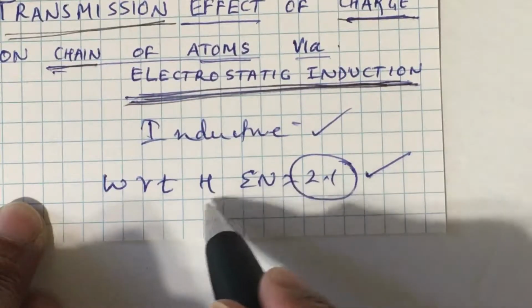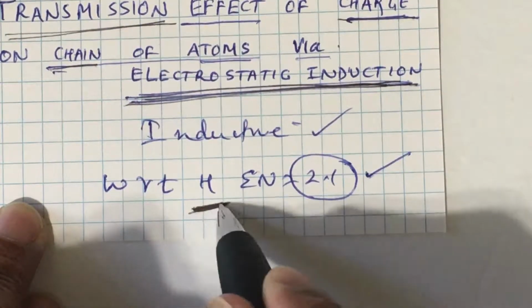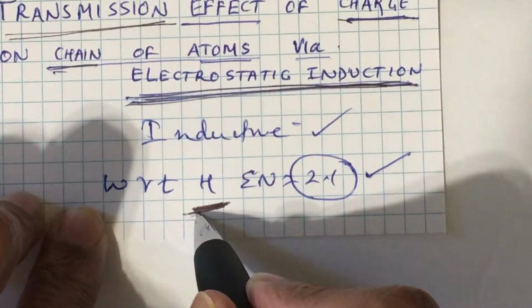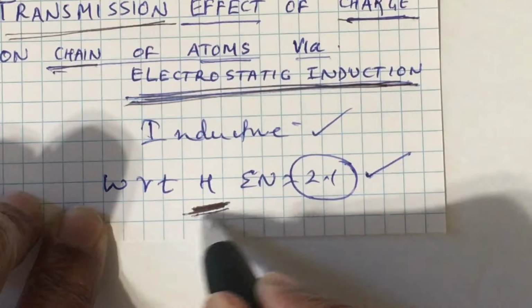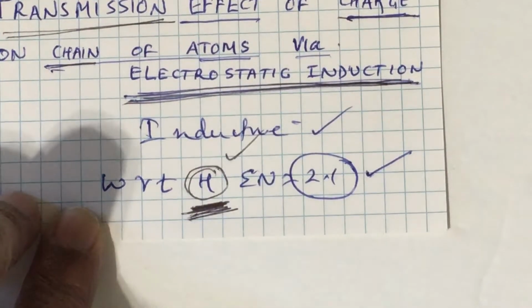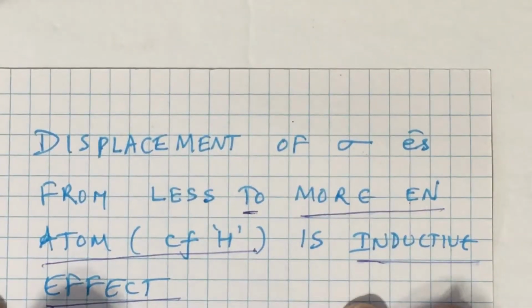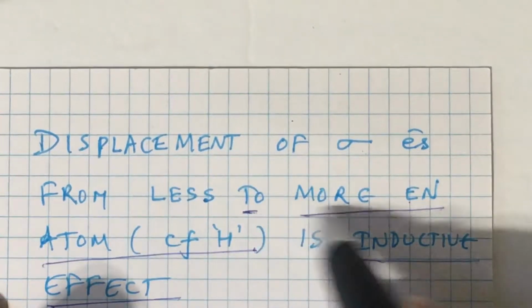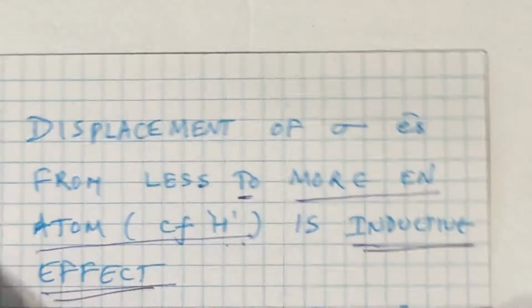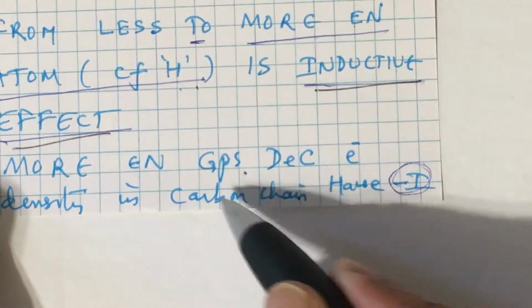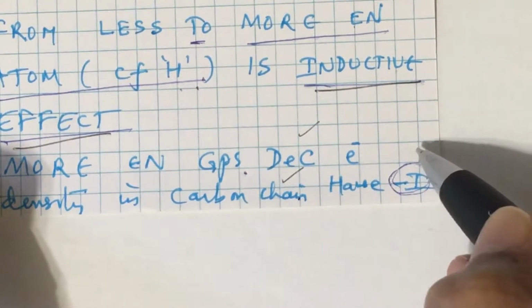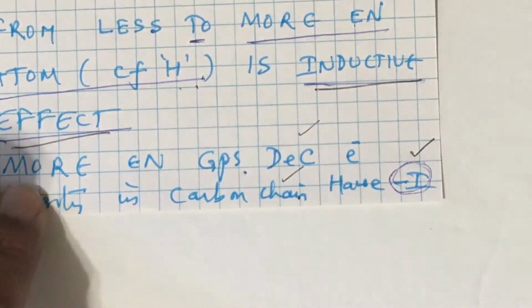Always it is decided with respect to hydrogen. Notice the reference atom to decide whether somebody can take away the electrons from carbon chain or somebody can flow electron cloud into carbon chain is decided with respect to hydrogen. Hydrogen is the reference element. The other more plausible definition: displacement of sigma electrons from less to more electronegative atom when compared with hydrogen is called inductive effect. More electronegative groups naturally decrease the electron density in carbon chain. Because they withdraw the electron density to some extent, they are called minus I groups.